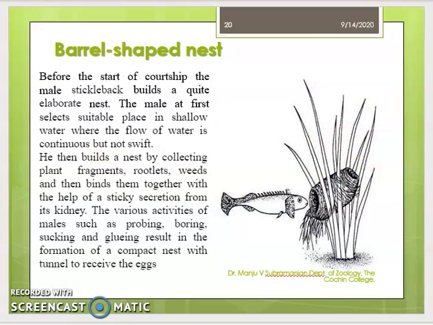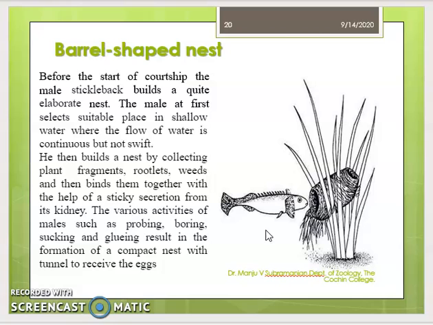It is a lungfish. And the next type is a barrel-shaped nest. You can see a barrel-shaped nest. It is produced by certain fishes like the stickleback. So before they start the courtship, the stickleback male builds a quite elaborate nest, and the male at first selects a suitable place in the shallow water where the flow of water is continuous but not swift. So the male will select a water area where there is not much disturbance of water current.